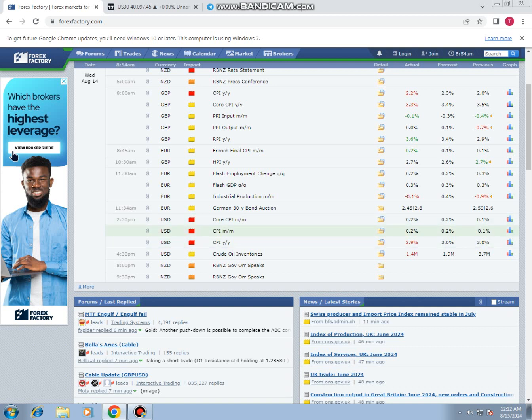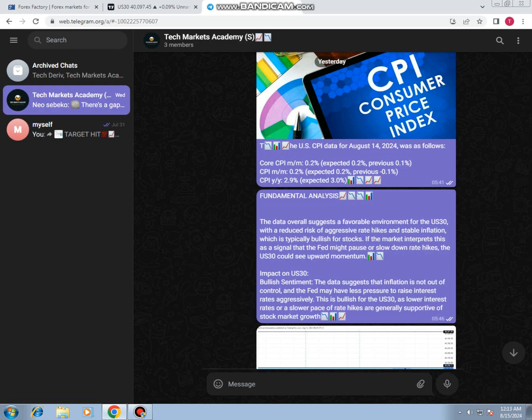We use the data to understand what the market is going to do at that current day, or in that current situation. So as you can see, the actual data was 0.2, and the CPI month to month was 0.2%. But if you check the CPI year on year, it is 2.9. What does this show? It shows that there is a deflationary scenario. So yesterday when the data came out, what did we say? The overall fundamentals suggest that the environment for USDT is reduced.